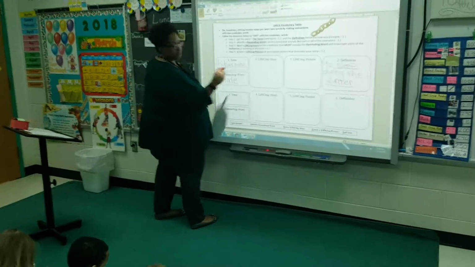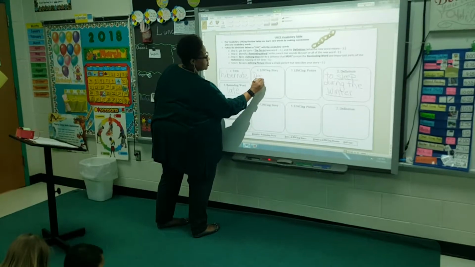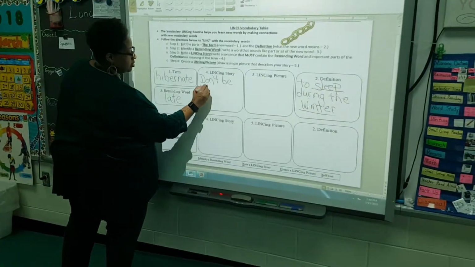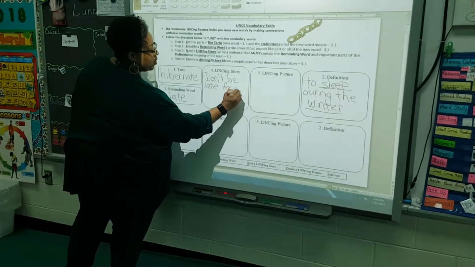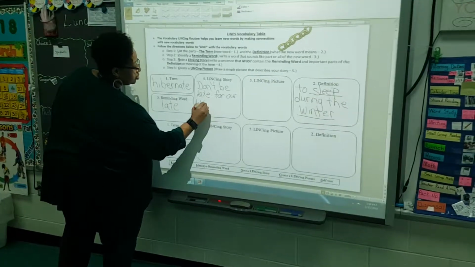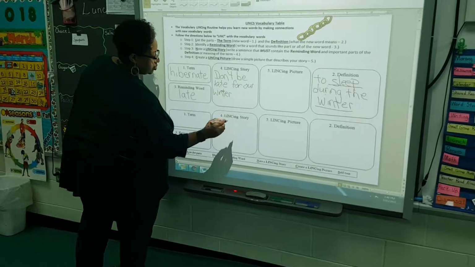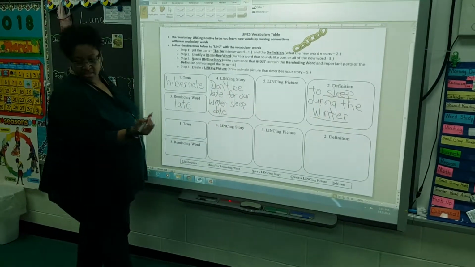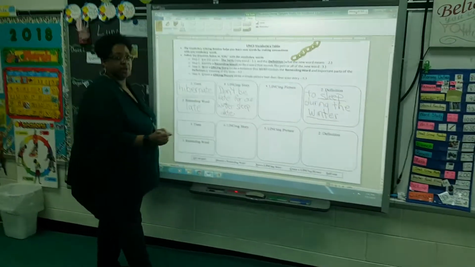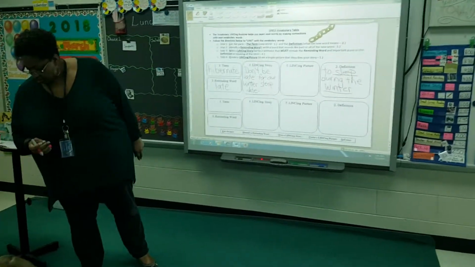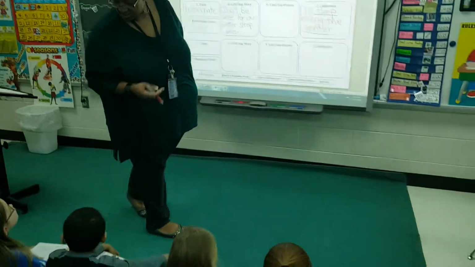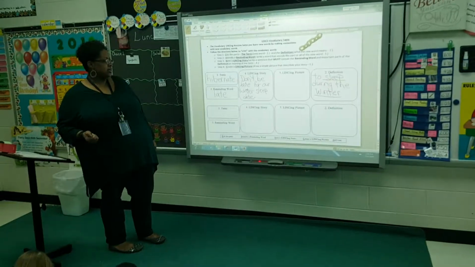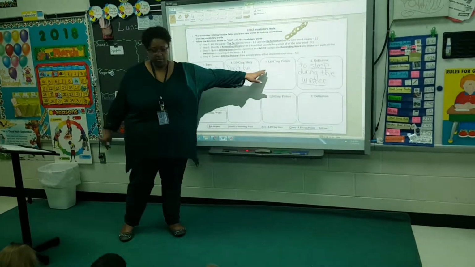Let's make it work. All right, so eyes up here. Don't is a contraction, so make sure we put our apostrophe. Don't be late for our winter sleep date. What goes at the end of my sentence, boys and girls? A period. So I'll start. Make sure you have what you need and you copy correctly. Don't be late for our winter sleep date. Now, we have our story. That's number 4. Now we have to move to number 5.